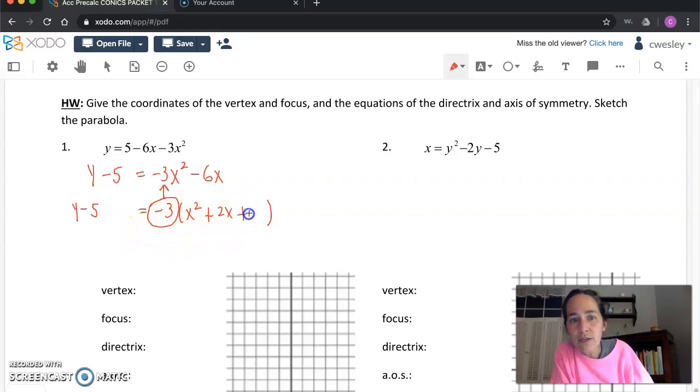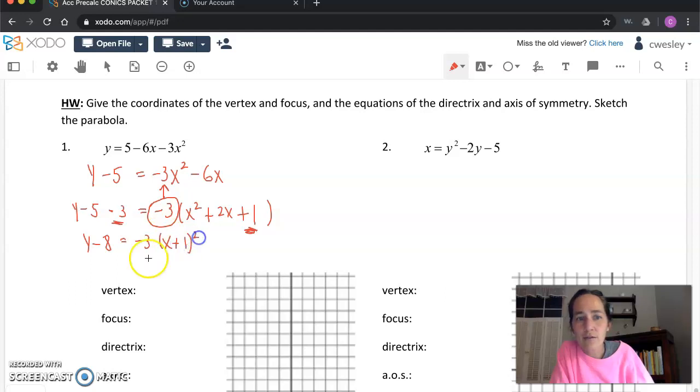I'm going to add the one here that's needed to complete the square. Over on the other side, I should have switched colors, I'll just underline it. Over on the other side, I wasn't really just adding a 1, I was subtracting 3 from this side, because -3 times 1, so a -3 on that side. Leaves you with a y minus 8 and a -3, and this thing factored, so you got something like this.